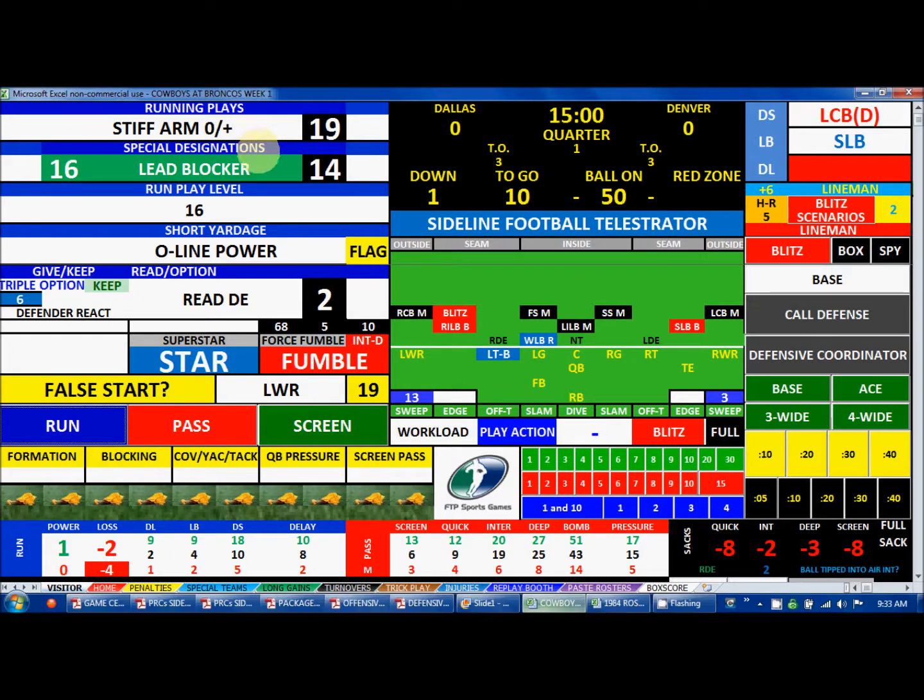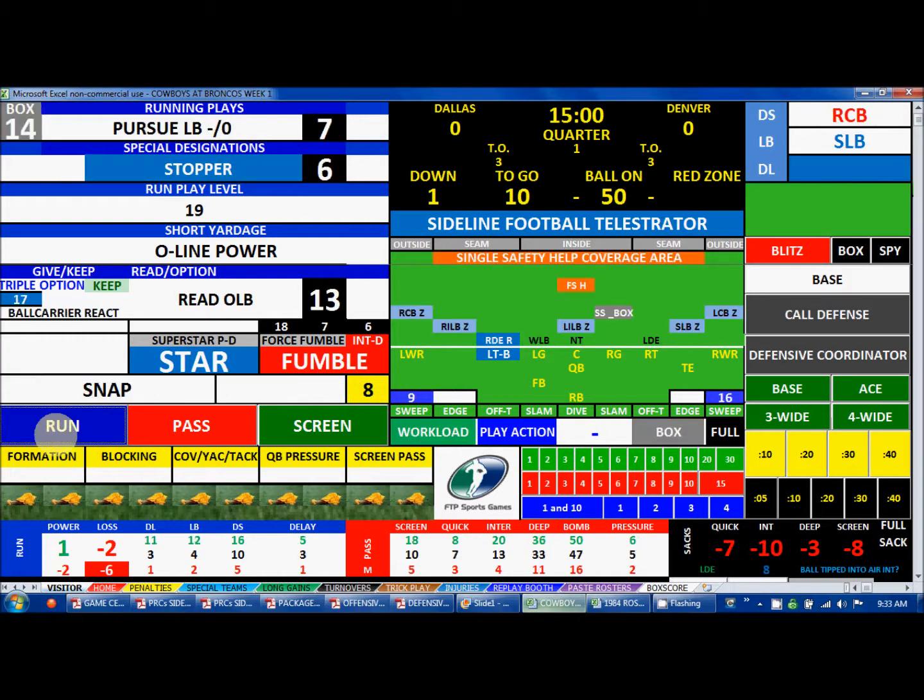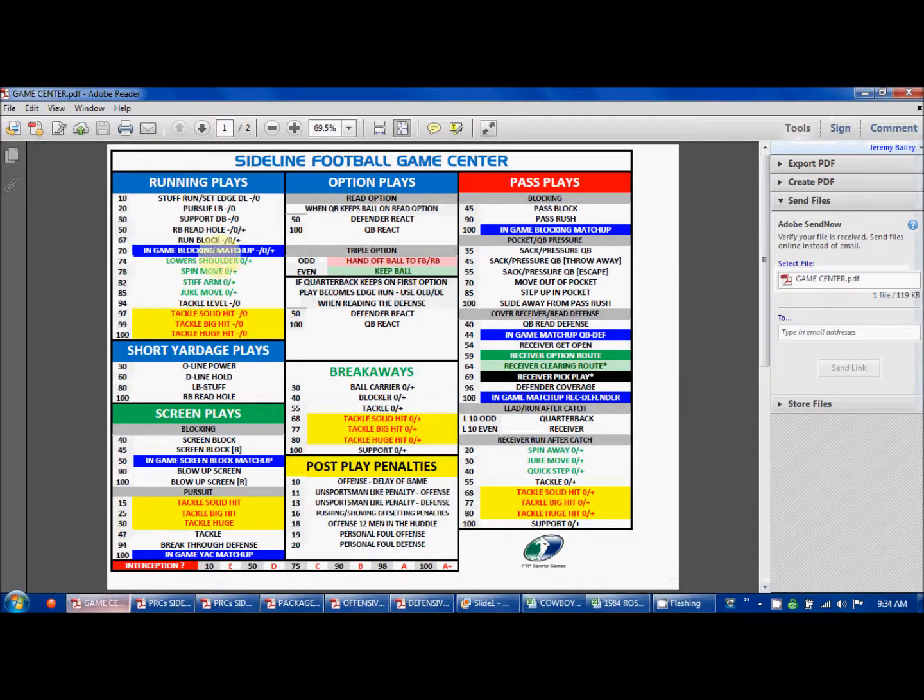Everything that is needed to resolve a run play will take place as soon as you hit the run play button. When you do hit the run play button, you resolve the play as outlined in the instructions in Sideline Football, which always call for you to look on the left and right PRCs to get a couple of numbers there, and then look at the game center chart to determine what happens.